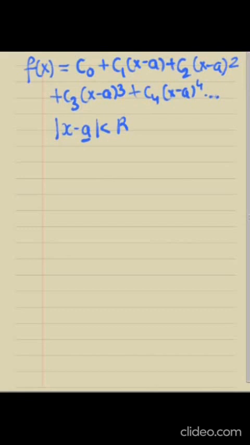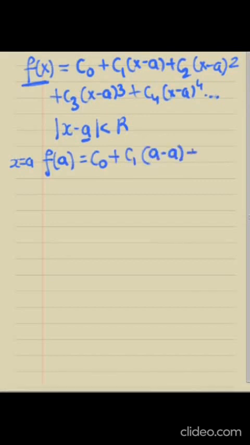Okay, so we are going to take this expression and evaluate it at a. So x equal to a, f of a equals c0 plus c1 times a minus a plus... But wait, isn't a minus a just equal to 0? So does that mean all the terms after c0 equal 0? That's correct. So we have f of a equals c0. So this guy here is responsible for the value of f of a.